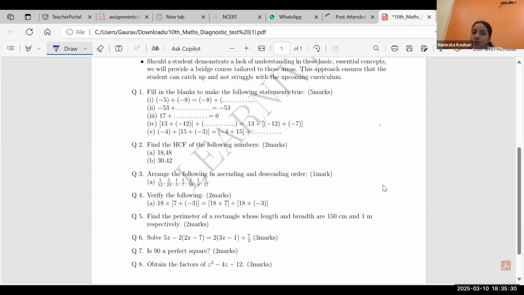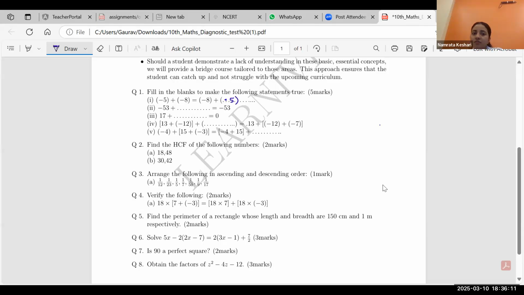RHS, and accordingly, without even solving or doing anything, you will be able to answer. So for the first one, what will be there? -5 plus -8 is the same as -8 plus? It will be -5. Yeah, okay, that's simple.